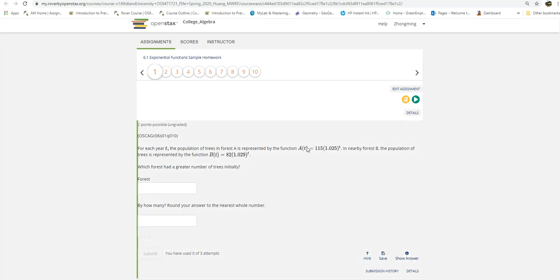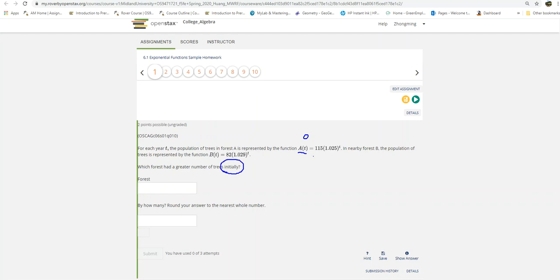Guys, this problem is to make sure that you are able to read some information from the exponential functions given here. So let's take a look at this problem. You are given A of t, the population of trees in forest A. So this t means each year. When t is 0, that means you're at the 0th year, which means your initial year. So that's what we are trying to identify.